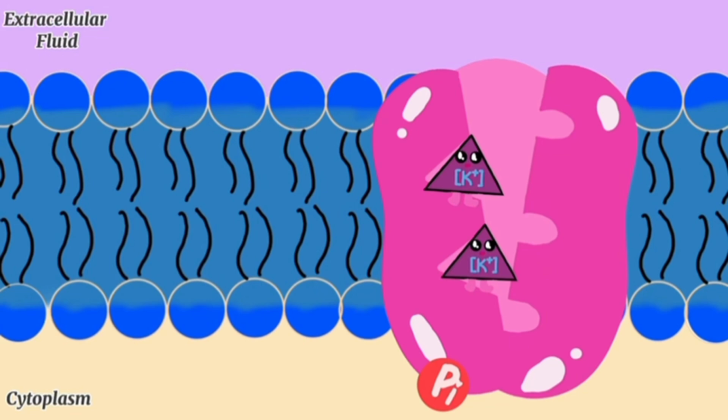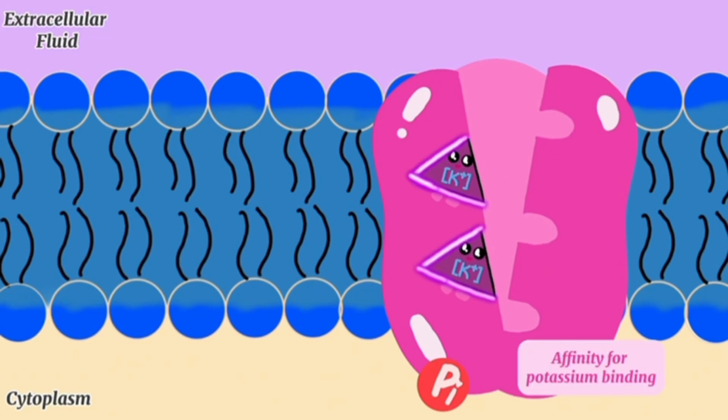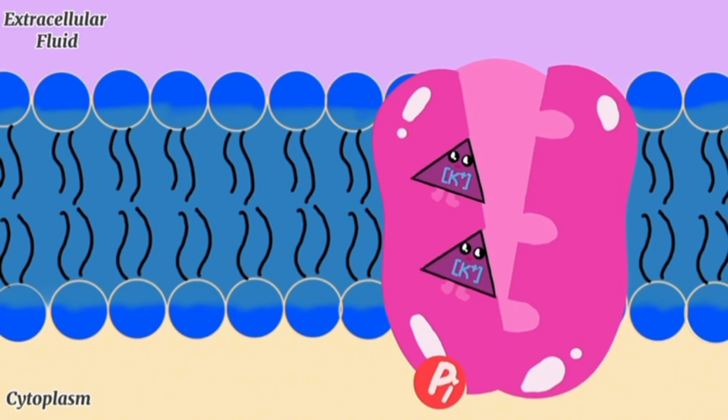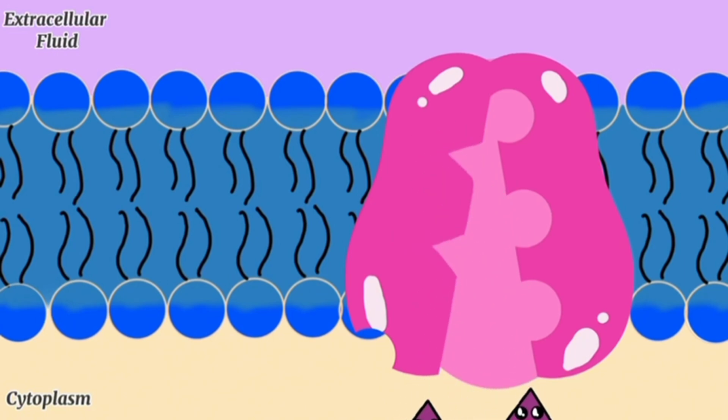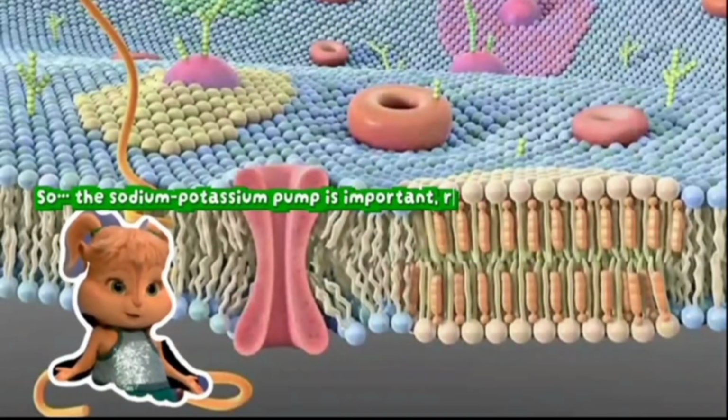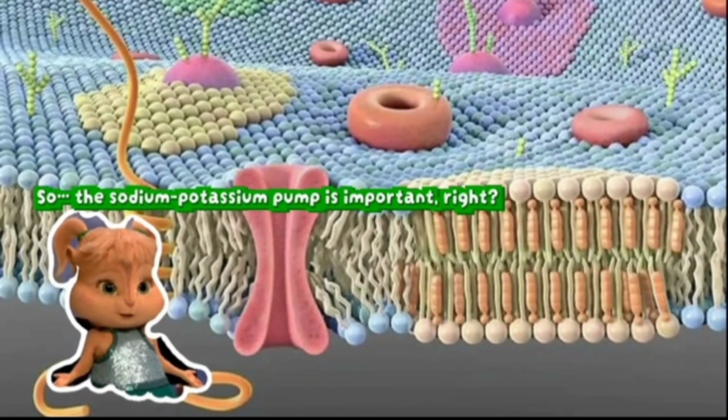Then, the new shape has an affinity for potassium ions, allowing 2 potassium ions on the extracellular side to bind to the protein pump. The binding triggers dephosphorylation. The release of the phosphate group causes the protein pump to restore its original conformation, which has lower affinity for potassium ions. Thus, the potassium ions are released into the cell. This cycle repeats continuously. So, the sodium-potassium pump is important, right?